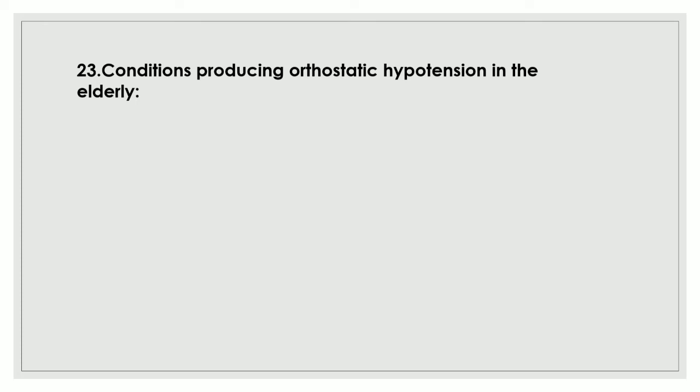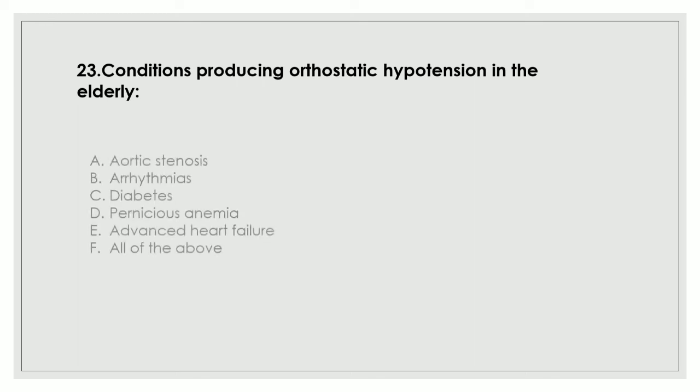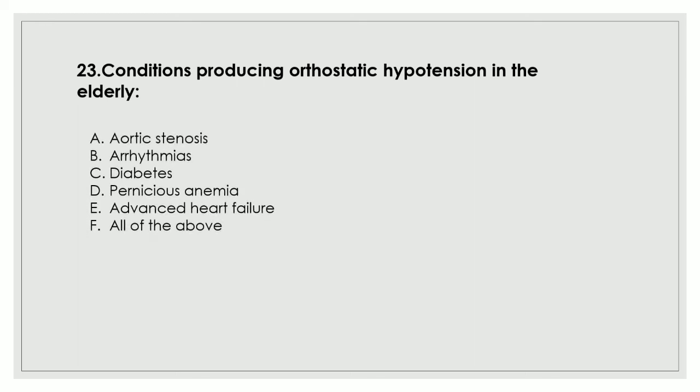Question number 23. Conditions producing orthostatic hypotension in the elderly. Options: A. Aortic stenosis, B. Arrhythmias, C. Diabetes, D. Pernicious anemia, E. Advanced heart failure, F. All of the above. Answer: F. All of the above.